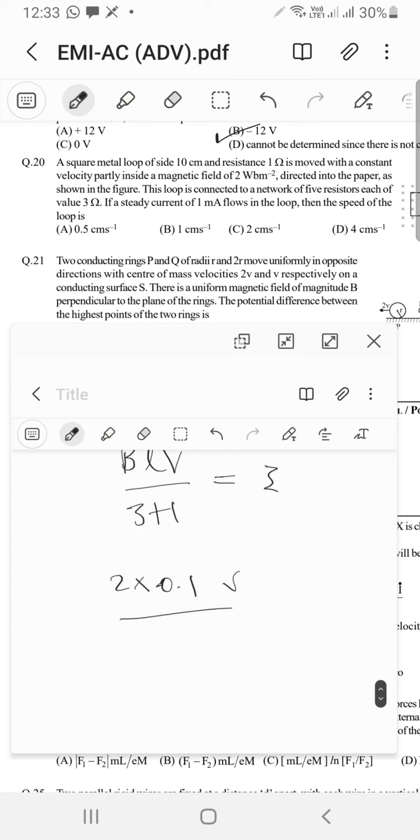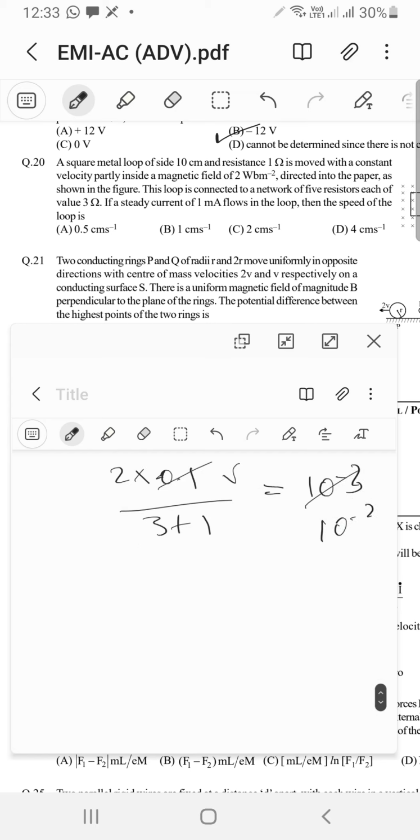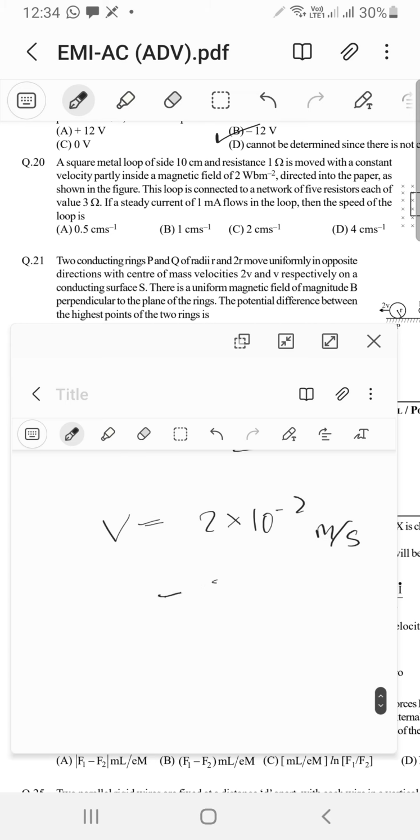So v upon 3 plus 1 equals I, which is 10 power negative 3. Right, that's cool. So this is going to be 10 power negative 2 over there. So 2 by, that's going to be 2. So v is 2 into 10 power negative 2 meter per second, of course. So this is like 2 centimeter per second. Cool.